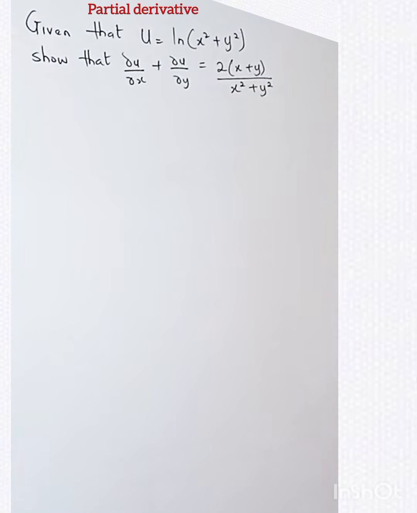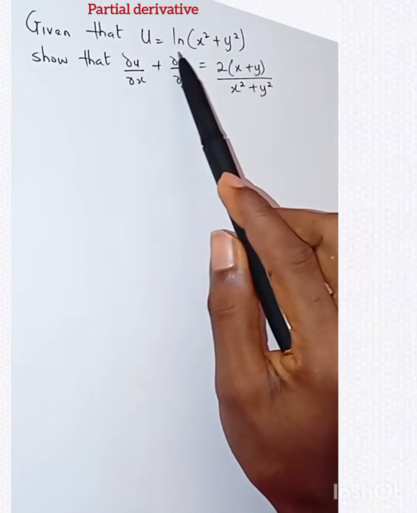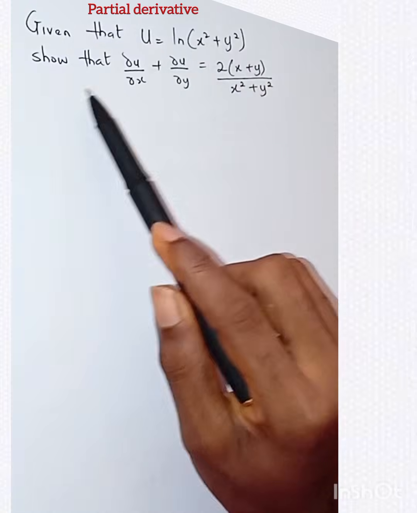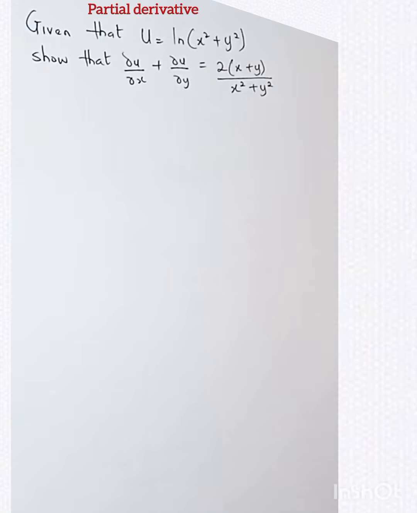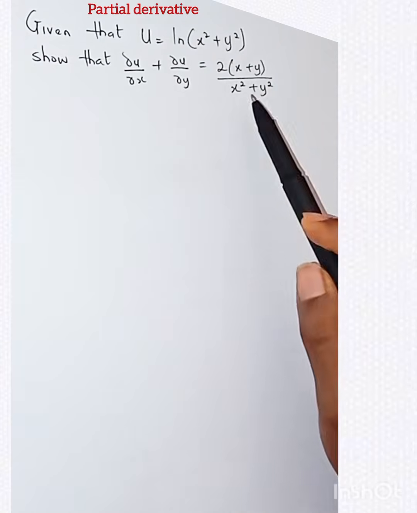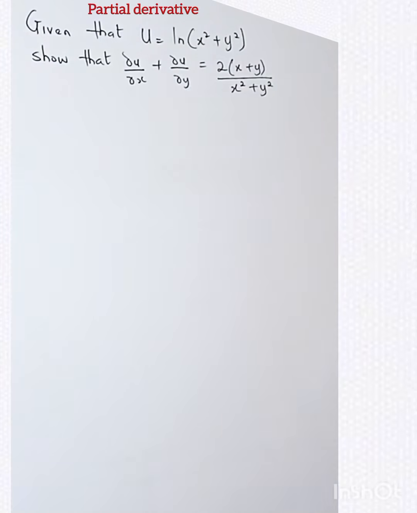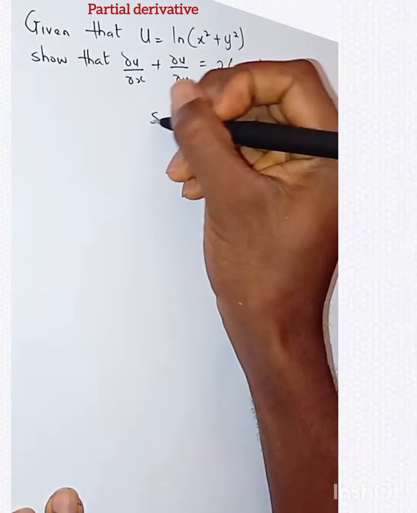Here we have a question that says, given that u is equal to ln(x² + y²), show that ∂u/∂x + ∂u/∂y is equal to 2(x + y)/(x² + y²). So how do we go about this? Solution.